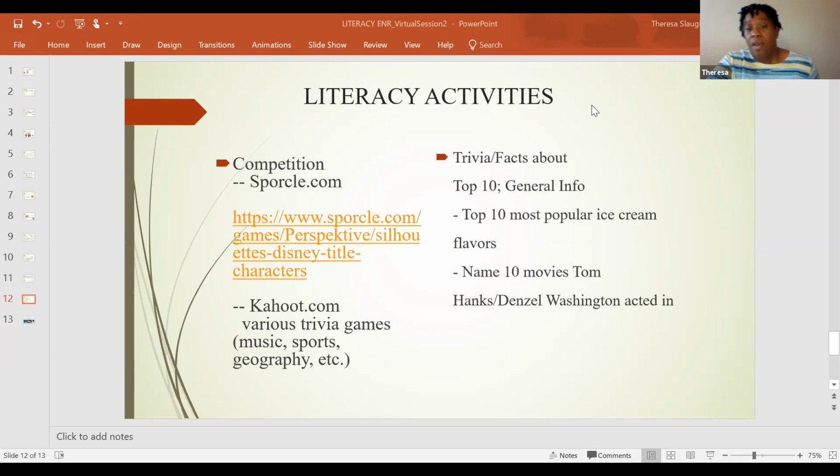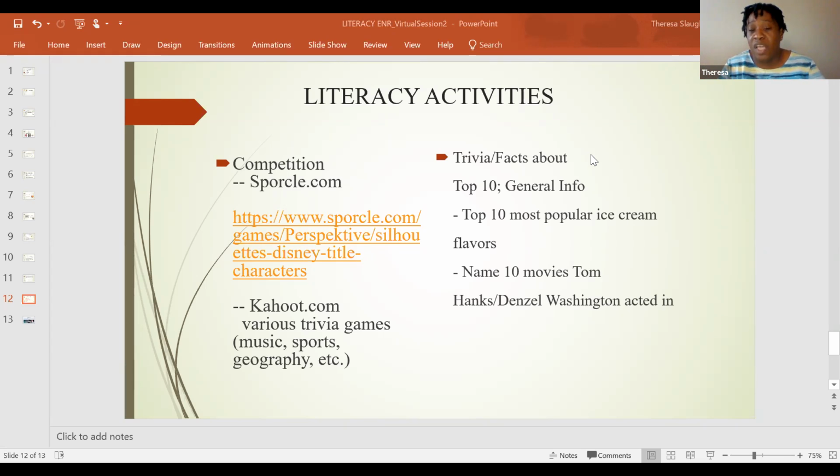Okay. But here's another one that you can do. These are just trivia or facts. So you could do a top 10 of general information. You would post this on the board or whatever space that you have. You can do top 10 most popular ice cream flavors, and you can have the kids see if they can guess the top 10. And then, of course, you would go through the answers with them.